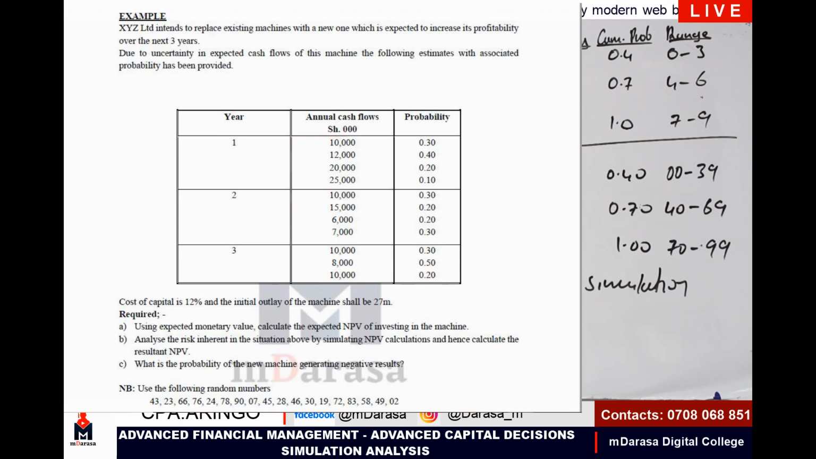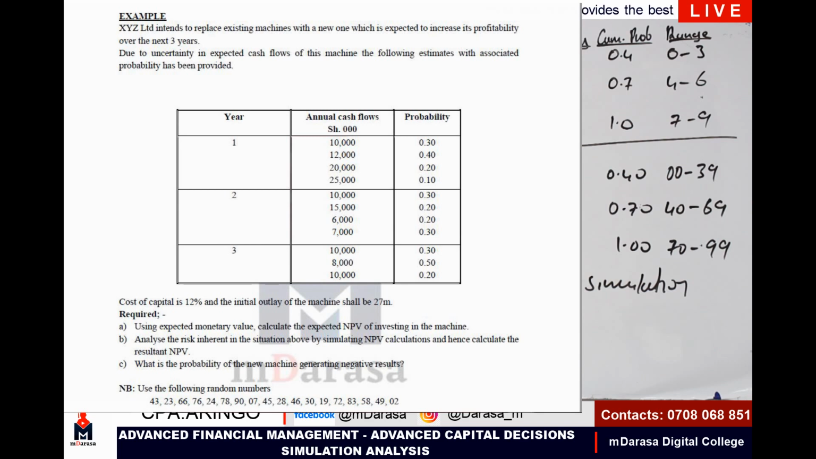Required. We are told, using expected monetary value, calculate the expected NPV of investing in the machine. Part B, analyze the risk inherent in the situation above by simulating NPV calculation and hence calculate the resultant NPV. Part C, what is the probability of the new machine generating negative results?